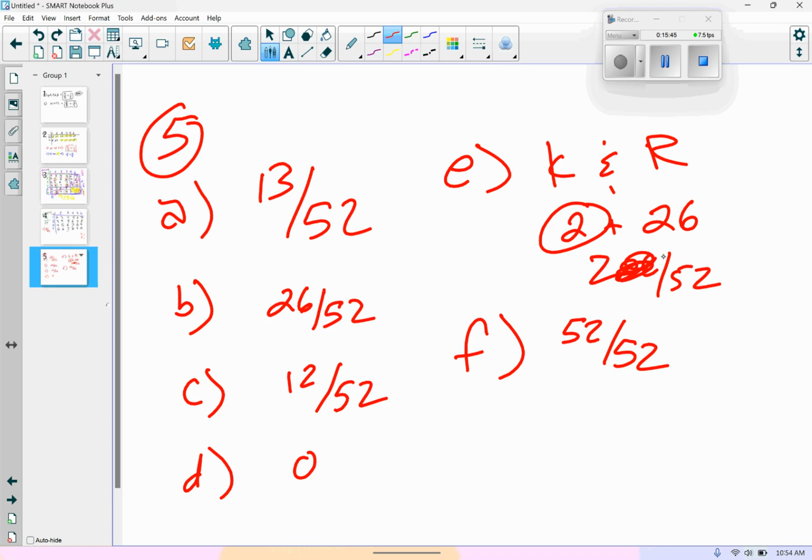All right. Probability of getting an ace or a diamond. So this one's an or. There's 4 aces. There's 13 diamonds. So I can't double count. So I'm going to say that's going to be 16 out of 52. I think I did that right. Yeah, I think so. Okay.